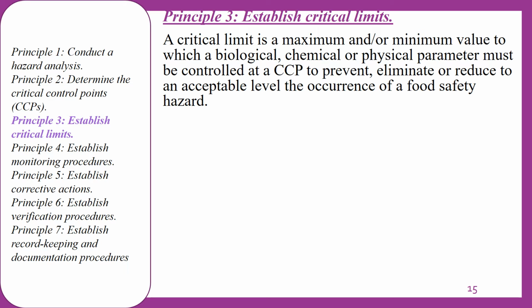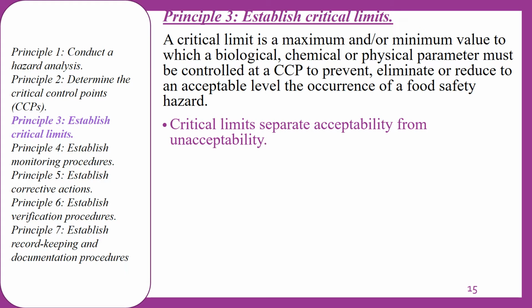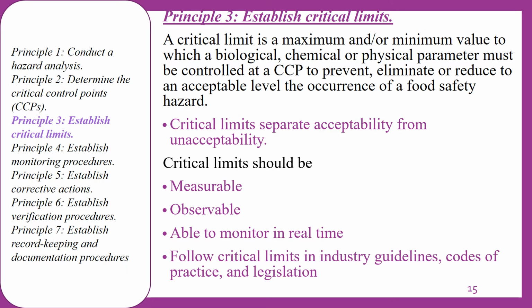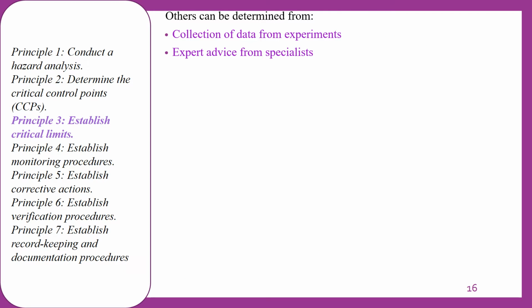Each CCP will have one or more control measures to assure that the identified hazards are prevented, eliminated, or reduced to acceptable levels. Each control measure has one or more associated critical limits. Critical limits separate acceptability from unacceptability. Critical limits should be measurable, observable, able to monitor in real time, and follow critical limits in industry guidelines, codes of practice, and legislation. Others can be determined from collection of data from experiments or expert advice from specialists.